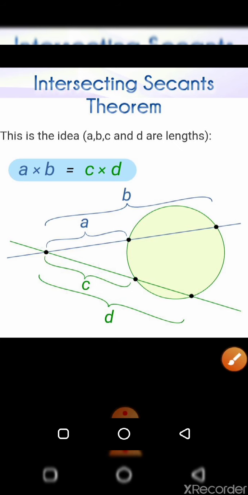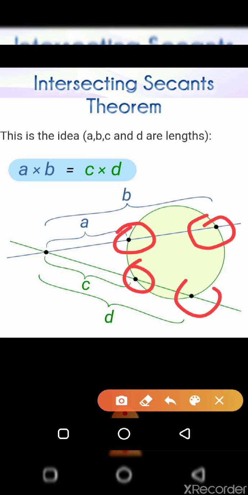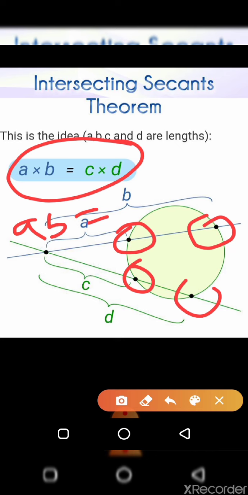So what the theorem is saying is that if we have these distances lettered A, B, C, and D, then the theorem says that A times B equals C times D. Rather, AB equals CD.